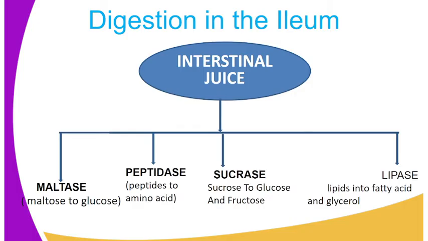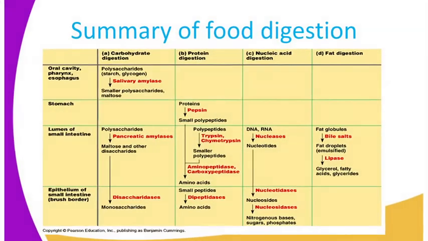In summary, you can see the summary of digestion. We have carbohydrates. Carbohydrates first is digested in the mouth by the salivary amylase to form maltose. So in the stomach, we have digestion of protein. There's no digestion of starch in the stomach, only protein. Digestion is done by the pepsin to form peptides.